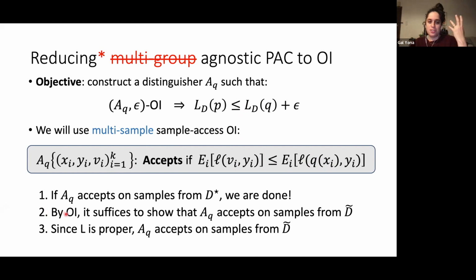The second observation is that using OI, I'm guaranteed that the acceptance probability on D star and D tilde is similar. So it's enough to show that A sub Q accepts when it receives samples from D tilde. Here this will follow by construction, because using the fact that the loss is proper, I can show that A sub Q will accept with high probability on samples from D tilde. This is true by construction, because the loss here is just the loss of a predictor that's outputting the conditional expectation of the outcomes. And by the fact that the loss is proper, this is exactly the optimal thing to do. Hopefully it at least convinced you that there is a simple argument, even if you haven't followed all the details.